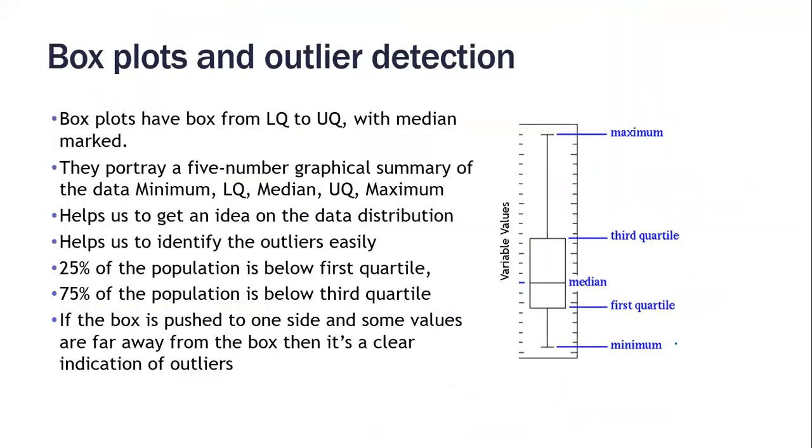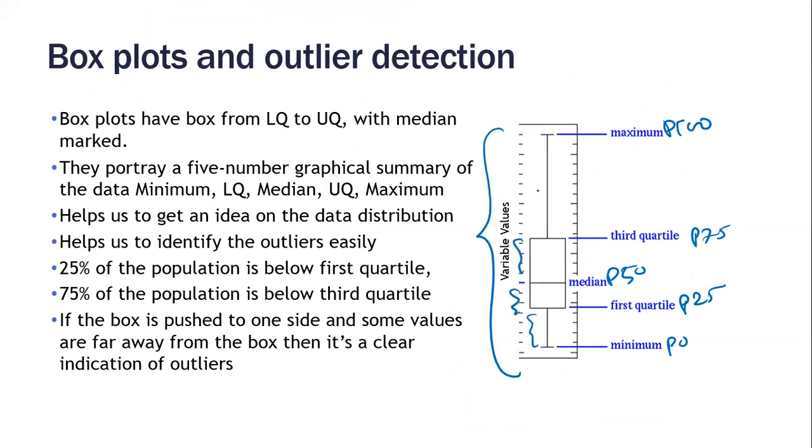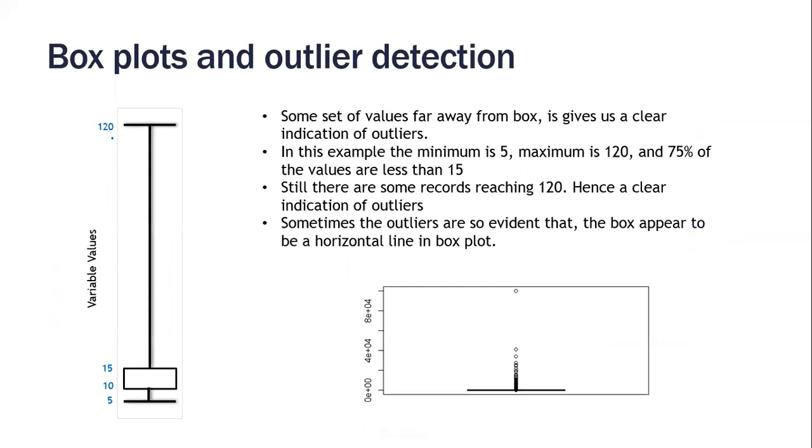A box plot is drawn by looking at the P0 minimum, first quartile P25, median P50, third quartile P75, and maximum value P100. When you draw a box plot, if you see a fair distribution, then you can say there are no outliers. If you see a little deviation, until here, what percent of the data is covered? 75. This is P75, which means 75% of the data is covered. 75% of the data is below 15. Sometimes some values are going into 120.